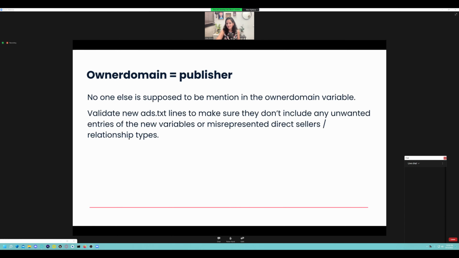The owner domain is just the publisher. I think this is very, very simple, but it's very important to pay attention to. The publisher or the owner company, the parent company, as I mentioned earlier. No one else is supposed to be mentioned in the owner domain variable. This is an opportunity, as I said, just to validate the new Ads.txt line to make sure that they don't include any unwanted entries of the new variable or misrepresented direct sellers or relationship types.